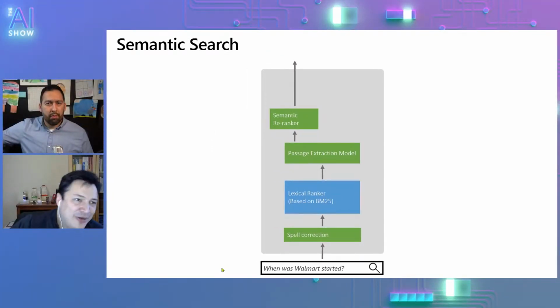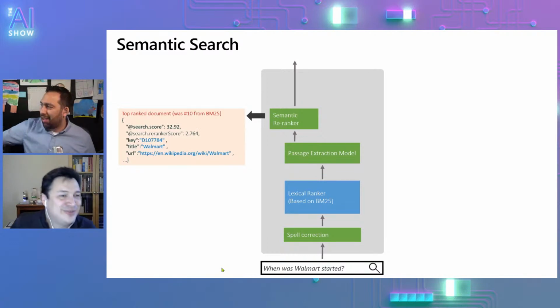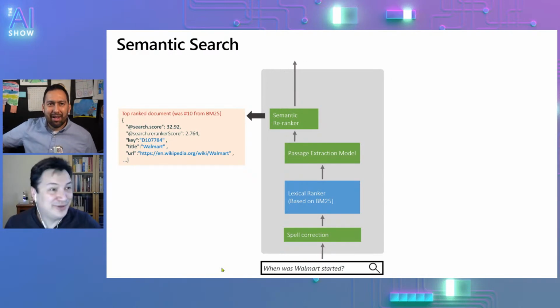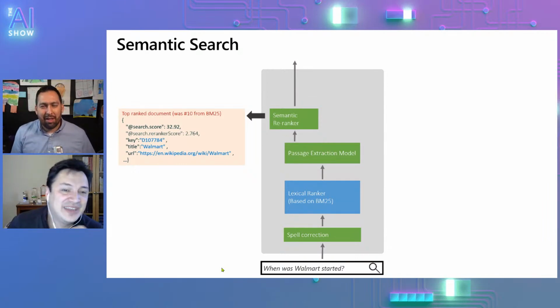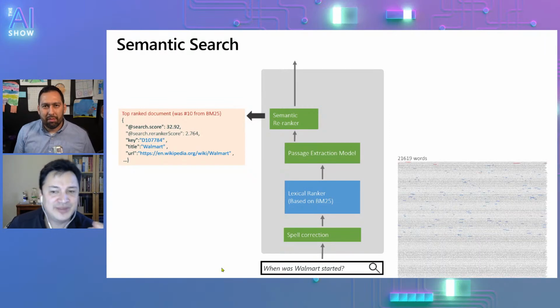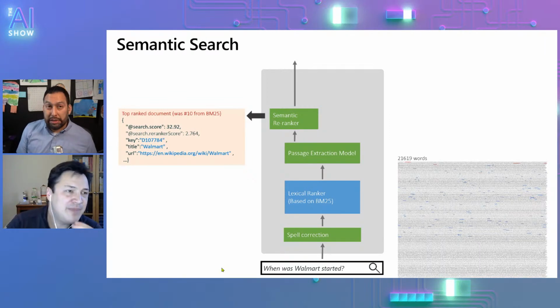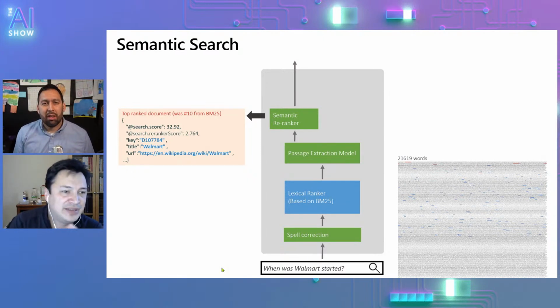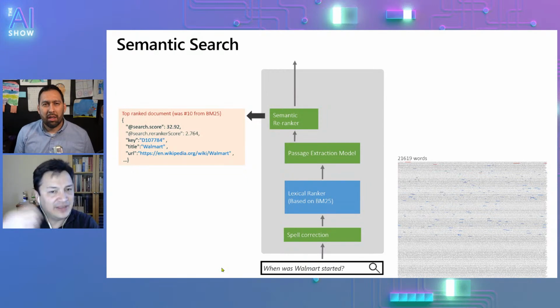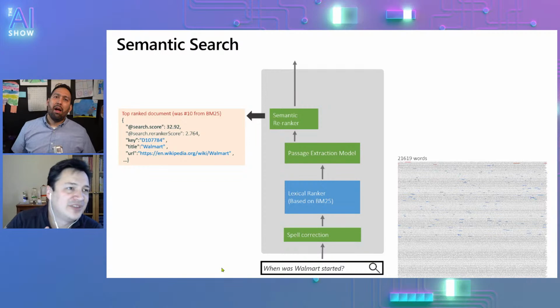And then we resort the documents again and check this out. Which one is the top document? It is the document that was number 10 in our BM25 ranker before. Ta-da, right? It came all the way to the top because it understands meaning. By the way, this is a pretty big document, about 22,000 words. Maybe somewhere in there it says something like Walmart was founded in a particular year. So it finds that passage, and therefore this gets pulled to the top of the list.